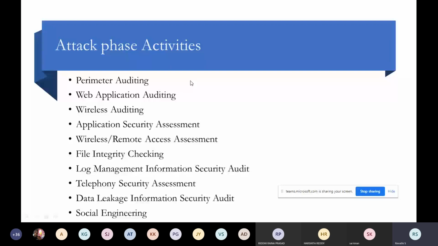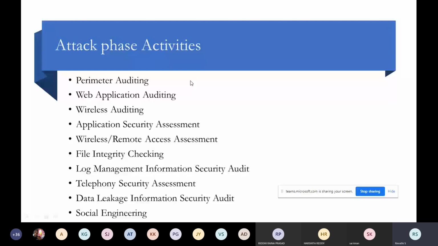So in this perimeter auditing, you are only checking whether this firewall and this router are configured properly. You are only performing the checking of whatever is connected in this perimeter. It may be a firewall, a router, some virtual private network connection, or remote access to the network. You are checking whether all these systems are in place and whether there is any misconfiguration, whether everything is configured properly or not. That is what you call perimeter auditing.